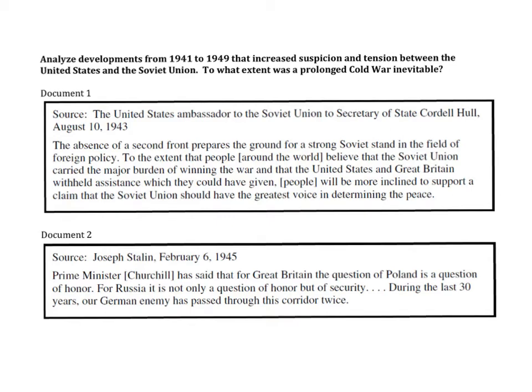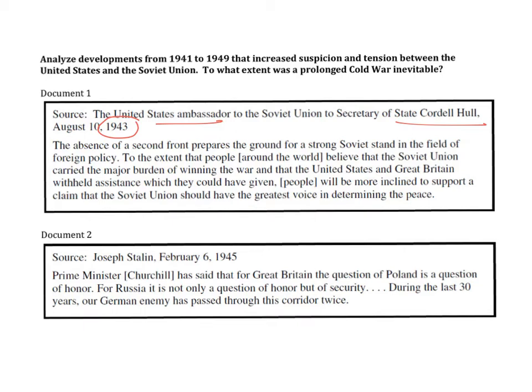But we also have to include specific information from the documents. So let's take a look at document 1. This is the United States Ambassador to the Soviet Union to Secretary of State Cordell Hull. So this is a U.S. ambassador to a U.S. official, right? And it's 1943, so we know it's during the war, but it's prior to 1944, so D-Day hasn't happened yet.